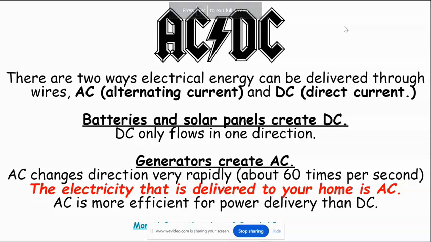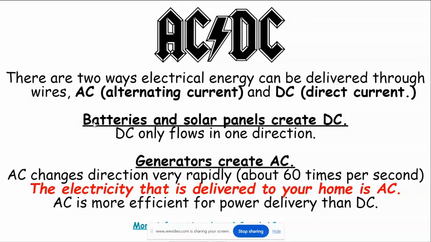Okay, hi there. Now that you've finished testing out different electrical devices, let's talk a little bit about AC and DC electricity, and let's talk a little bit about grounding. So, AC and DC electricity: there are two different types of electrical energy, two different ways that electrical energy can be delivered through your wires. AC stands for alternating current, and DC stands for direct current.